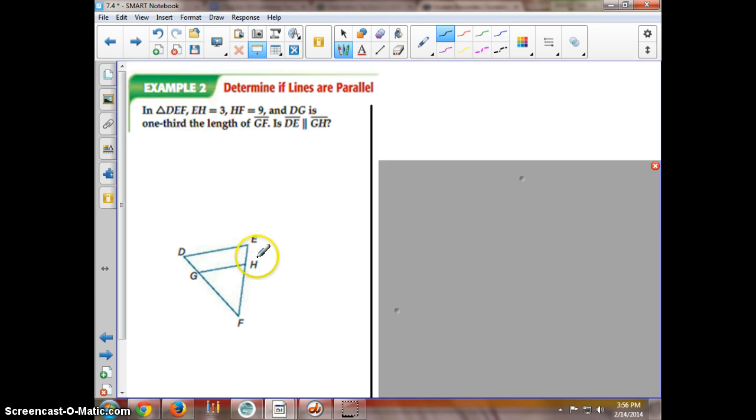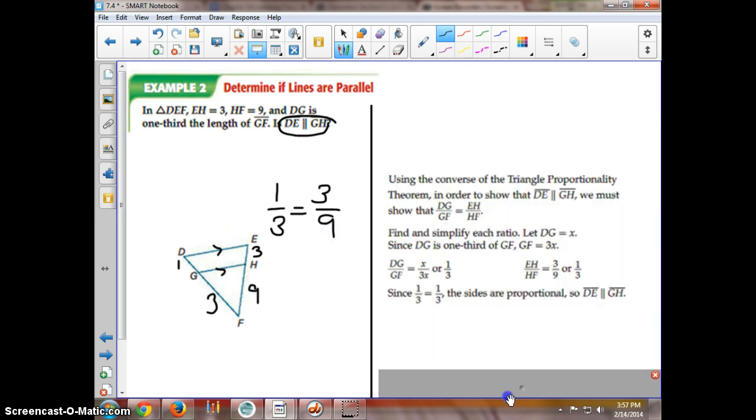In this case, EH is 3, HF is 9, DG is 1/3 the length of GF. So we could say that this is 1 and this is 3. Now if we set up this proportion and they are equal, we then know that DE is to GF. And actually right now I'm guessing most of you are seeing 1/3 is the same as 3/9 reduced, so we know these line segments must be parallel. If you need more of an explanation, there is one here.